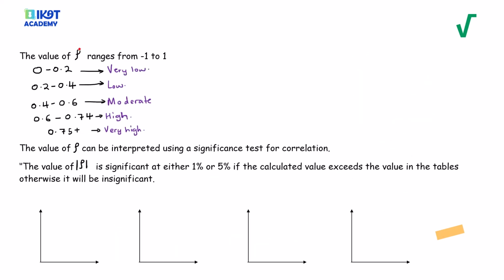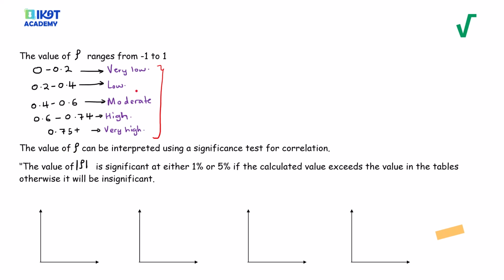Now the value that you get, as we saw from the formula of the Spearman rank correlation, you can grade it. The values range from -1 to 1. So from 0 to 0.2, that is a very low correlation. Then 0.2 to 0.4, that is low. 0.4 to 0.6, that's moderate. And usually in many questions they ask you to comment, so you should be able to know whether it is very high, is it high. So there's usually a mark at the end for commenting on the correlation.